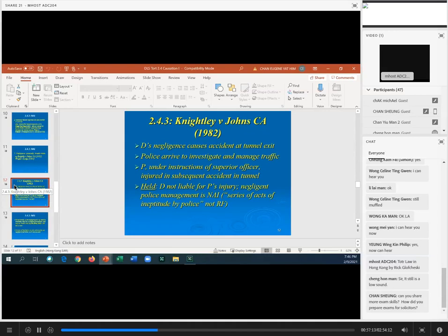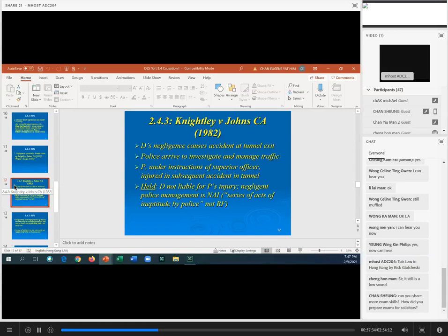Remember what a Novus Actus Interveniens is? It's a second cause which breaks the chain of causation because it's not reasonably foreseeable. And of course, those words, reasonably foreseeable, are not black and white in their meaning, are they? So there you are. That's Knightley and Johns.